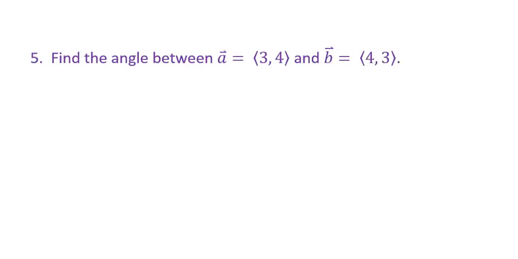So for example 5, we're going to find the angle between vector A and vector B. The top of that formula tells me I need to do the dot product, which is what I was just doing on that last example. So I'm going to do the first number times the first number plus the second number times the second number. In this case, I have 12 plus 12, which is 24.